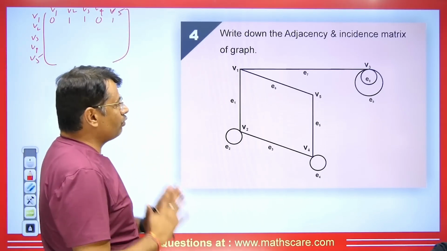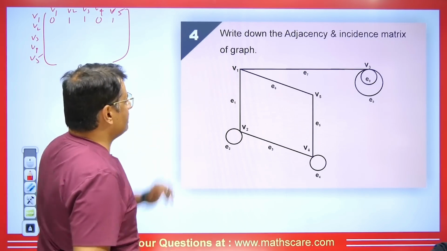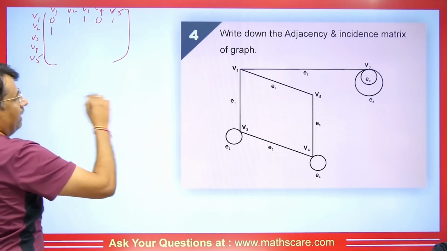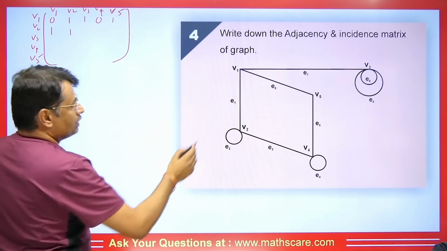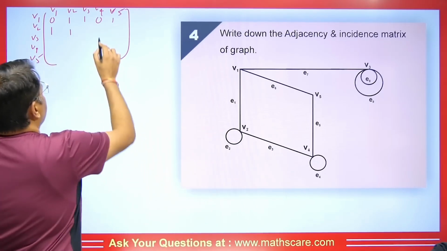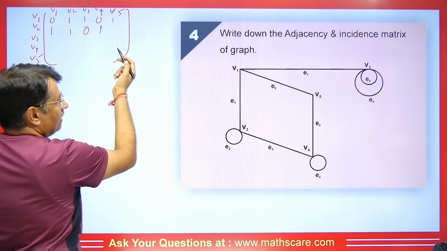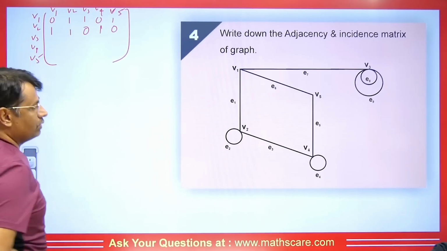Now look at V2. Where is V2 going? V2 is connected to V1, so it will be 1 here. V2 is also making a self loop here, so we will write 1 here. V2 is connected to V4, so it will become 1. V2 is not connected to V3 and also not connected to V5, so it will be 0.